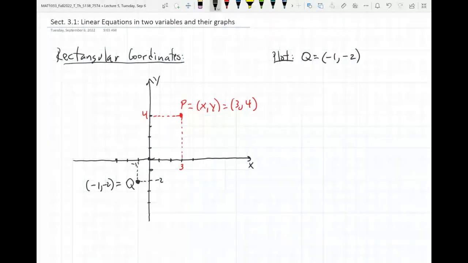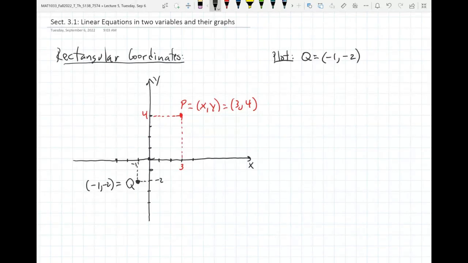So understand that for points, the convention is that they are written x comma y. Okay, so the first number is always the x value, and the second number is always the y value. Any questions on this? Is that clear? All right.